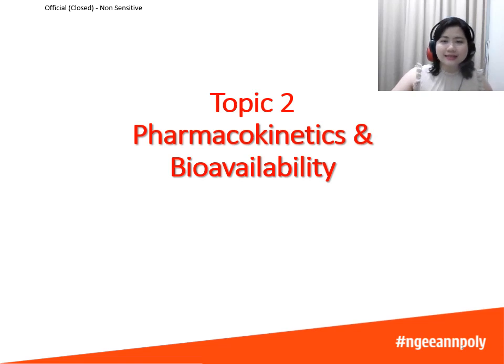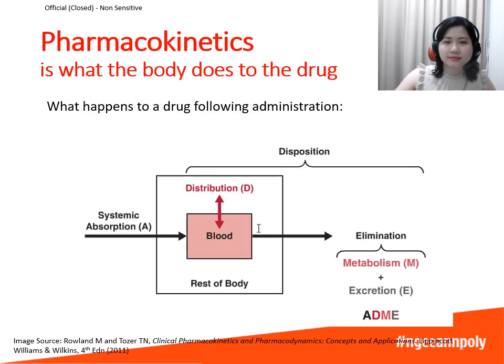Hi, in this lesson, we'll be looking at the pharmacokinetics and bioavailability of drugs. Pharmacokinetics is basically the study of what the body does to the drug. After a drug is administered, it has to be absorbed into the blood. Through the blood, the drug is then distributed to the rest of the body. The body also eliminates the drug through metabolism and excretion. These four processes are summed up as ADME: absorption, distribution, metabolism, and excretion.